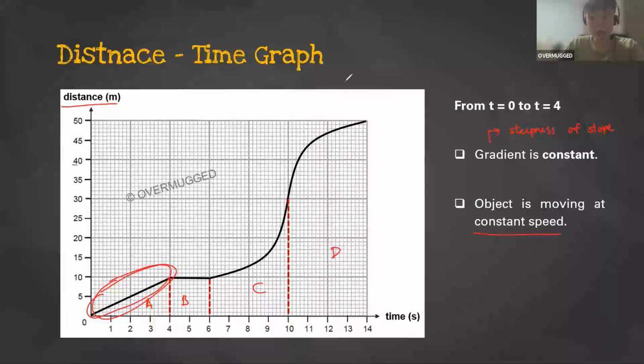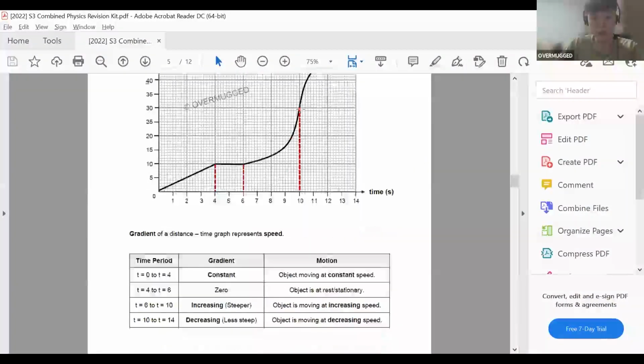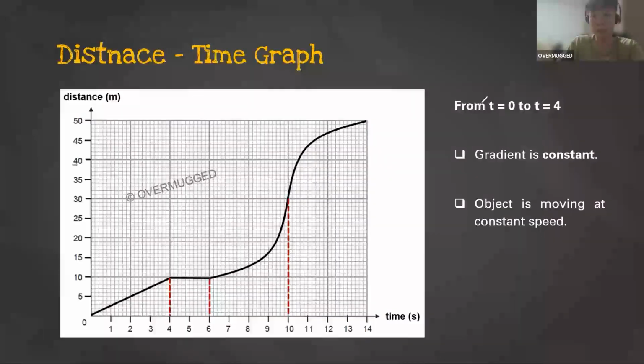Let me bring you to the revision kit over here. I think the revision kit is more concise. I have included the gradient as well, so hopefully you can see the keywords, how it links. Gradient is constant, so my speed is constant. I also included that the gradient of a distance time graph represents speed. But in the slides I have to break it down into the different regions because there's no space. Let's go and look at the next one.